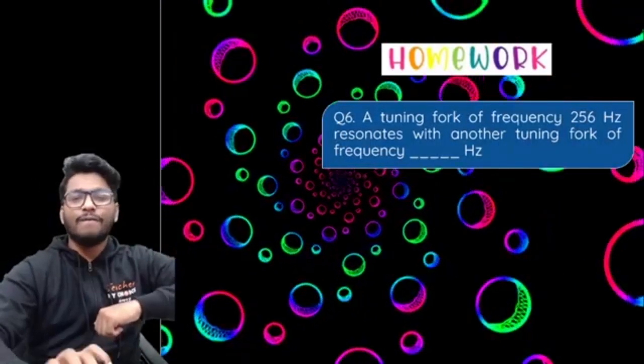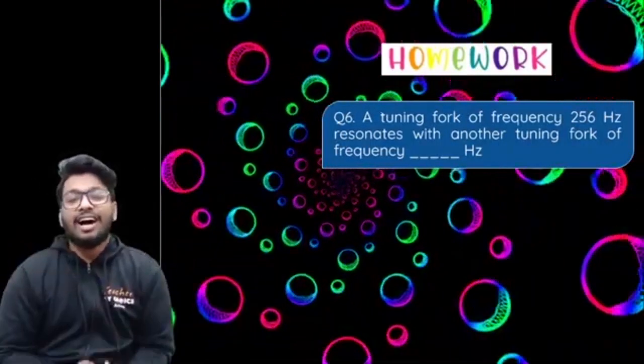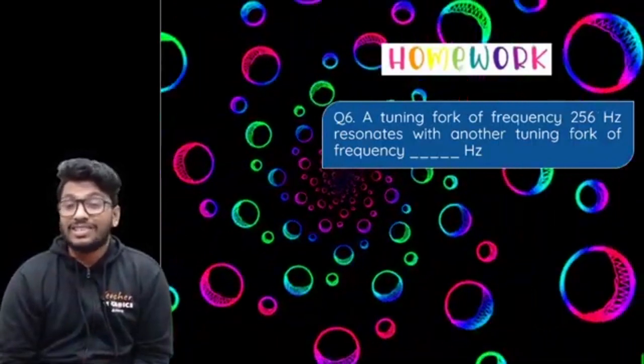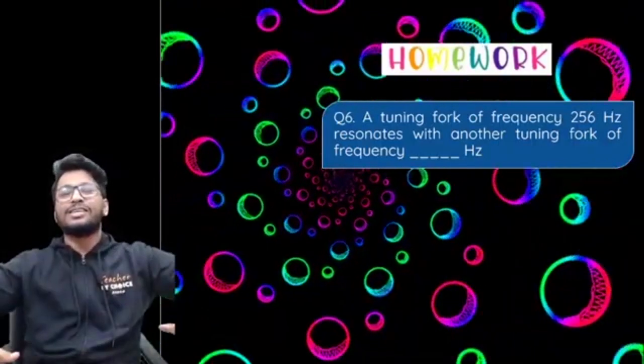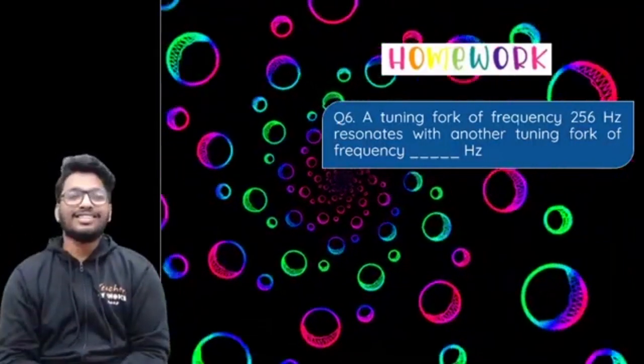And this here is your homework. A tuning fork of frequency 259 hertz resonates with another tuning fork of frequency dash hertz. Let me know what the answer is in the comment section below. I'll be hoping to see some amazing answers for this question.